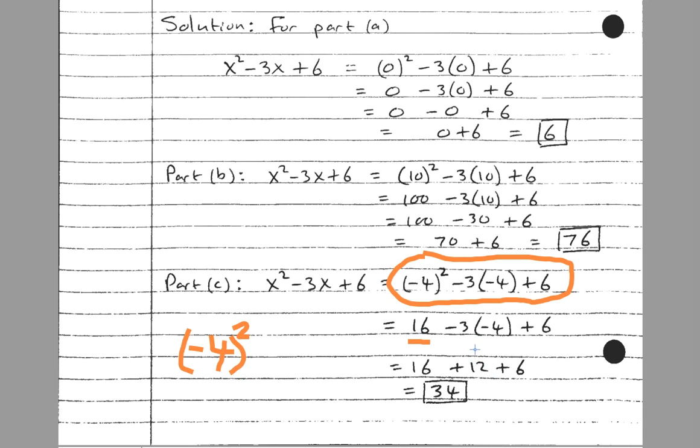All right, after that we have a multiplication. There's two ways to do this. You can do negative 3 times negative 4, that's 12. Or minus 3 times negative 4, so that's minus negative 12, which is plus 12. Either way, it's plus 12 in the middle, and add these up to get 34.